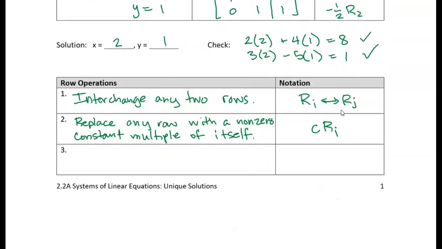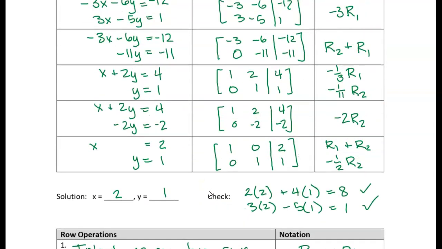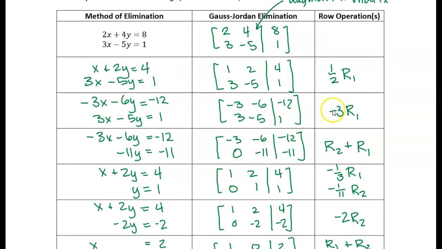All right, one more valid row operation, and that's to replace any row by the sum of that row and a constant multiple of another row. All right, so we did that a couple of times as well. Now we did it in 2 steps in some of these cases. For example, here, we multiplied row 1 by -3, and then we added row 1 to row 2, and then we went back and we divided out that -3. So we multiplied by -1/3. So we ended up with what we had originally.